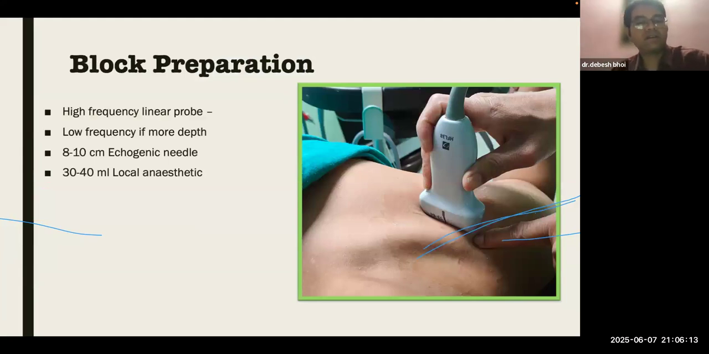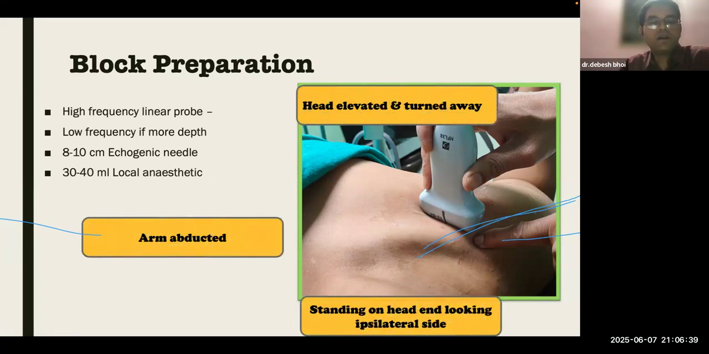This also can be done under a high frequency linear probe. Some cases might need a low frequency probe, if it is an obese patient or the depth is more. You identify the clavicle and the probe is placed below that. If it is placed longitudinally along this, it's the infraclavicular, the conventional technique. And if it's parallel to the clavicle, that is the costoclavicular approach. The costoclavicular and the infraclavicular are the two basic techniques of doing an infraclavicular block.